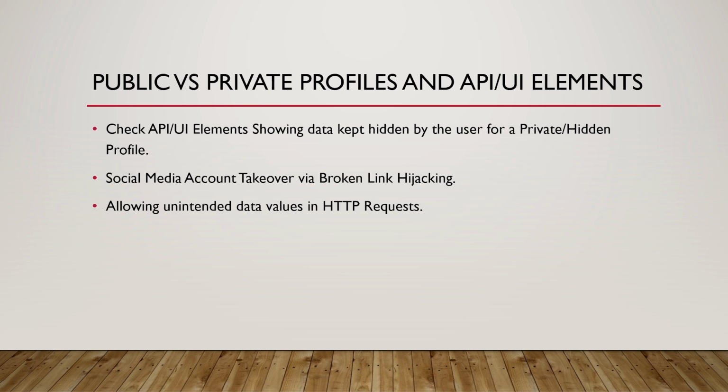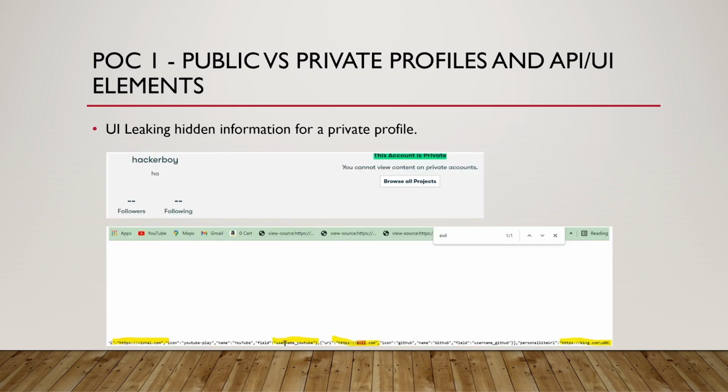Allowing unintended data values to be sent in HTTP requests. For example, there are some parameters that are not supposed to be sent through requests. But if the application allows sending them anyway, then it can cause a business logic error. We will see an example of it. So the first one, public versus private profile.